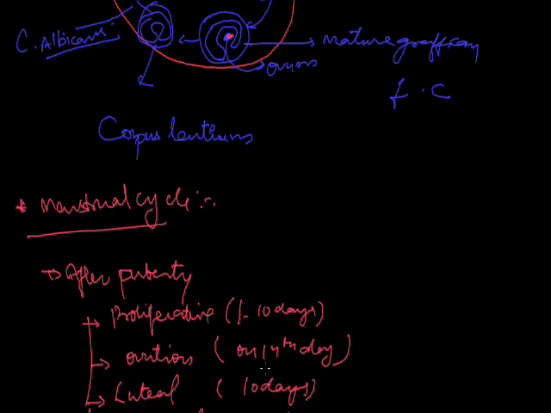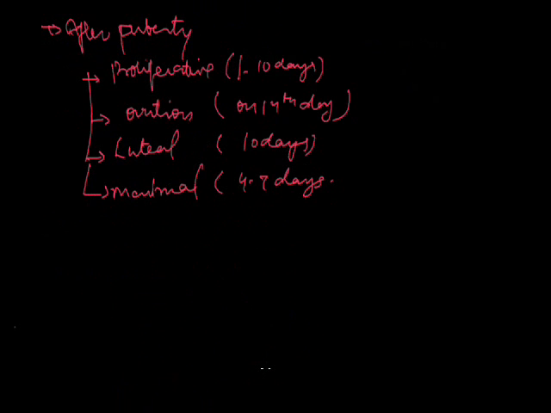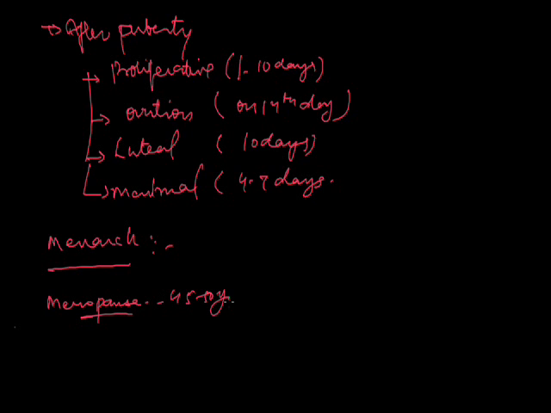So the whole procedure will be repeated every month in females, around every 28 to 30 days. The first starting of the menstrual cycle is known as menarche, around the age of 10 to 12 years, and the ending of the menstrual cycle is known as menopause. It will take place around 45 to 50 years in females. So this was about the female reproductive system.